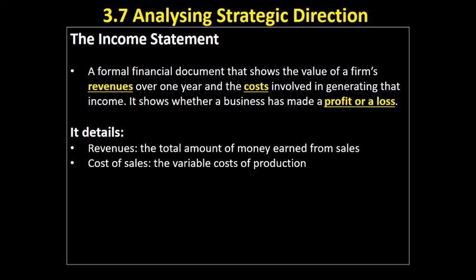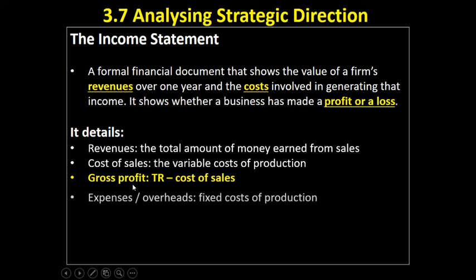We then have the cost of sales, which are the variable costs of production, the raw materials that are used to make the product, transport the product to market, the packaging, etc. All of that is the cost of sales. And when we have the total revenue and we subtract the total cost of sales, that gives us our gross profit.